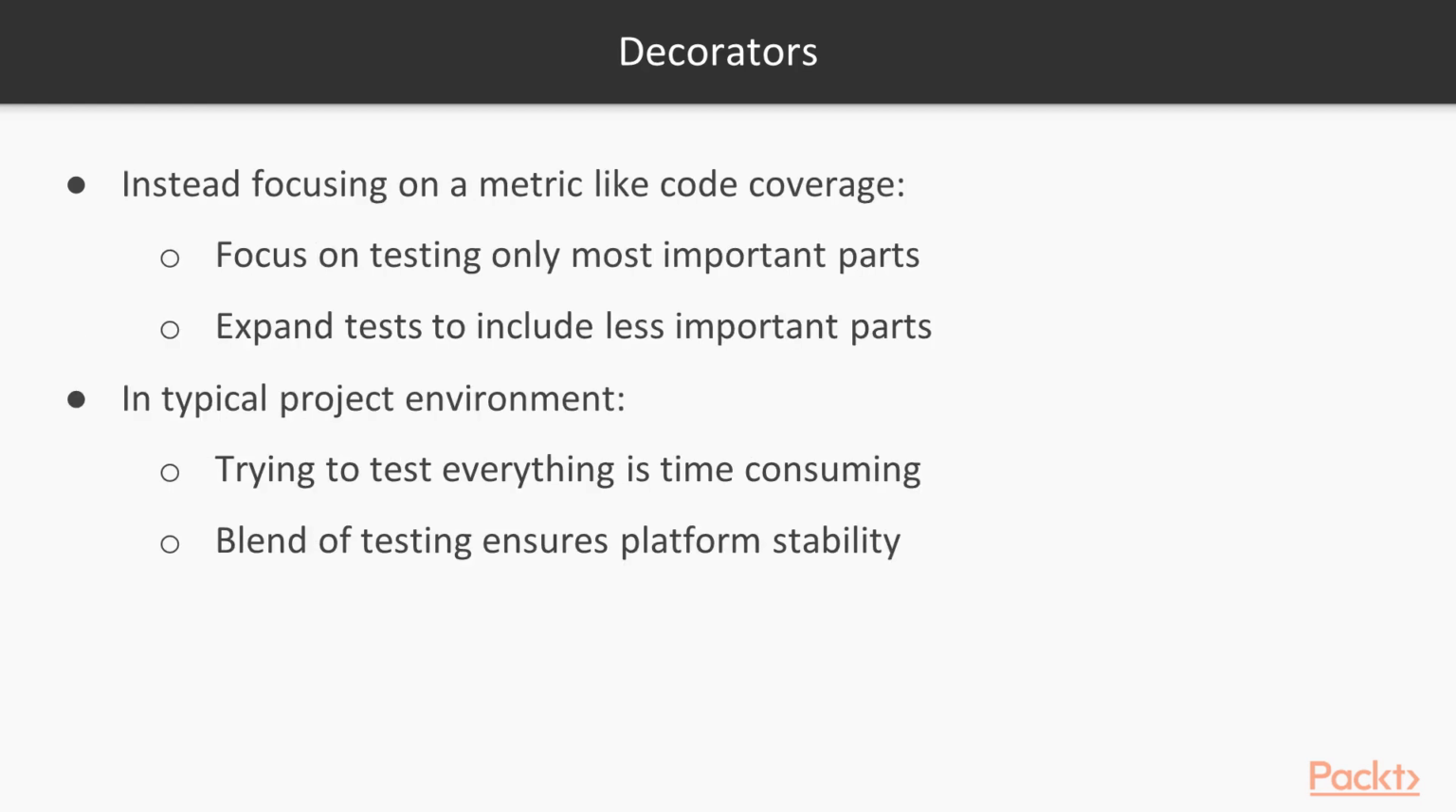Let's look at the significance of testing. Instead of focusing on a metric like code coverage, you should be focusing on testing only the most important parts of your code, and then expand your tests to include your less important parts later on. In your typical project environment, trying to test everything could drastically decrease the time taken to reach the market. So, you need to try and come up with a blend of testing that does just enough to ensure platform stability while also meeting business demands.